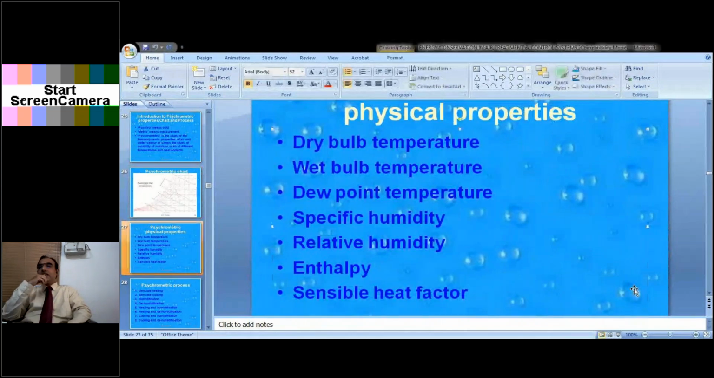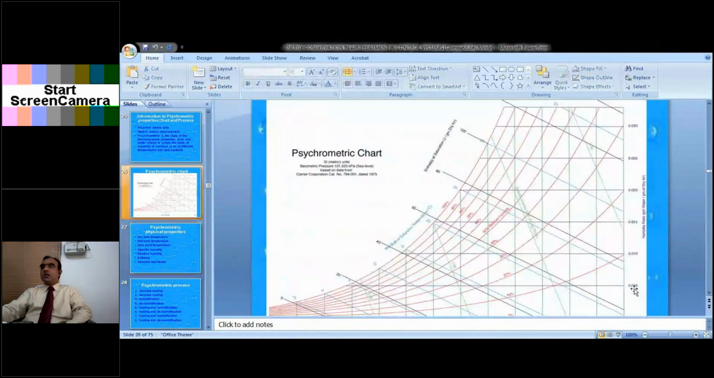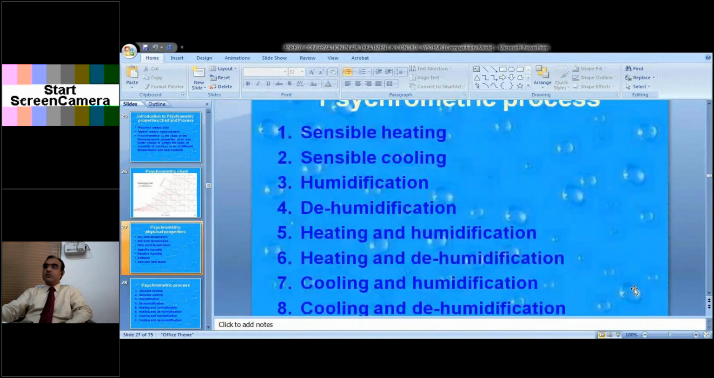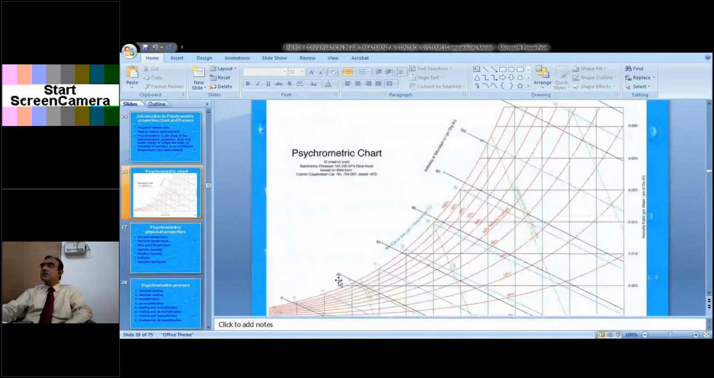So you can see in the psychrometric chart the dry bulb temperature, wet bulb temperature, then humidity, specific humidity, relative humidity, dew point temperature, enthalpy. I don't know whether we can see the points at this point. So these are the points we can see.